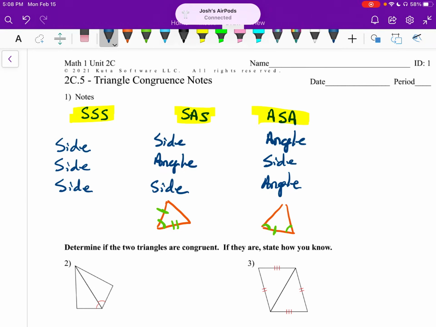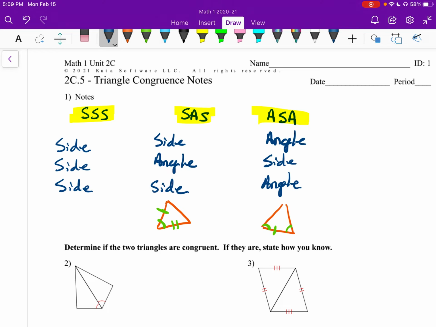Alrighty, all 2C, section 5, triangle congruence. So in this one, we're talking about how can we know that two triangles are congruent? There's the base way that we know that things are congruent: if all their sides and all their angles are congruent, we know they're congruent. But here we're wanting some shortcuts, right?